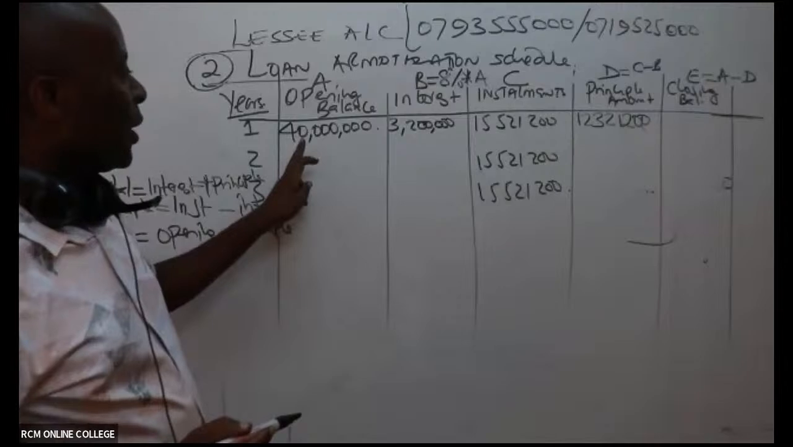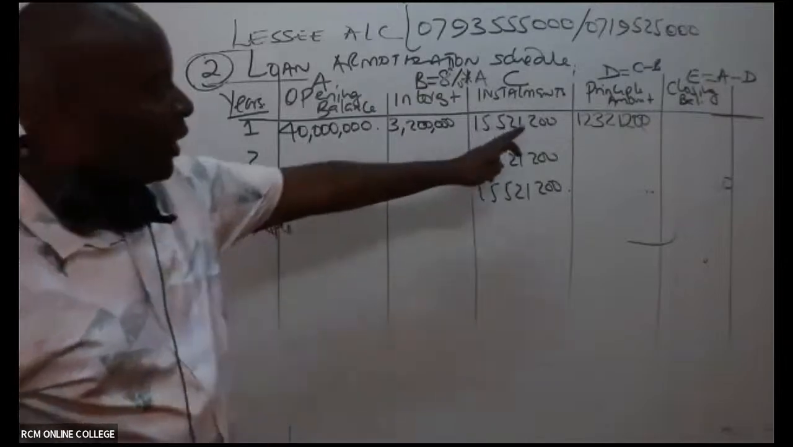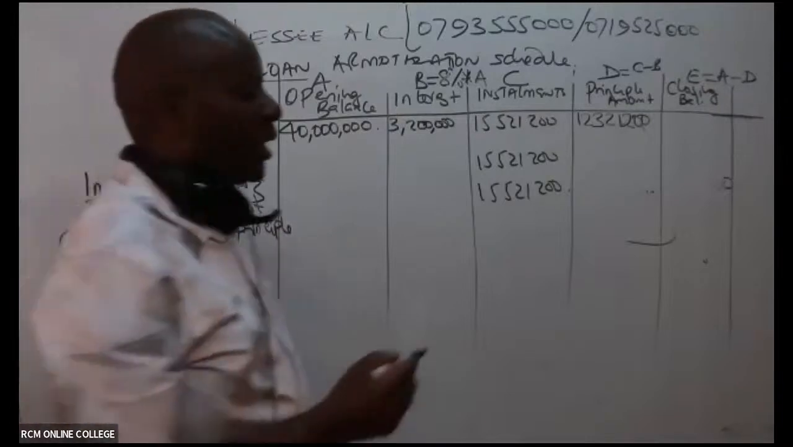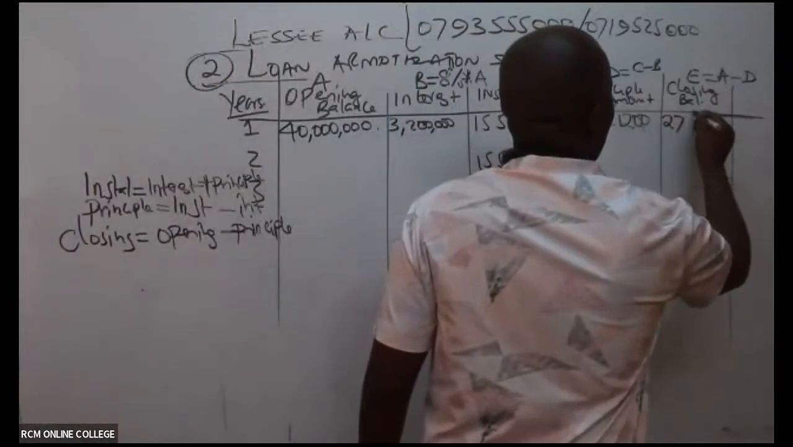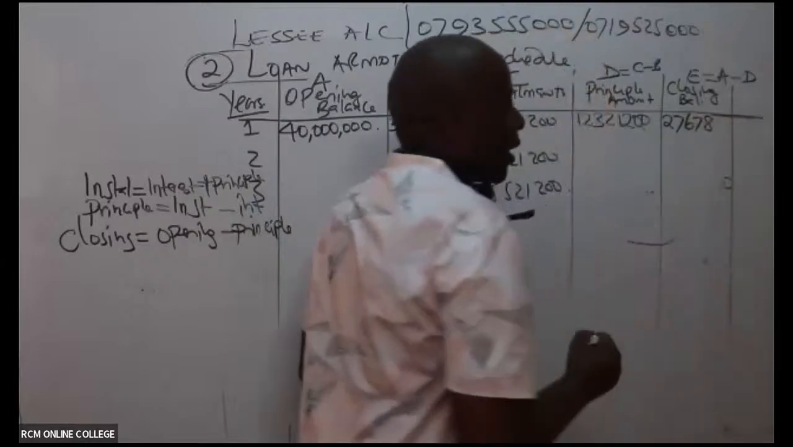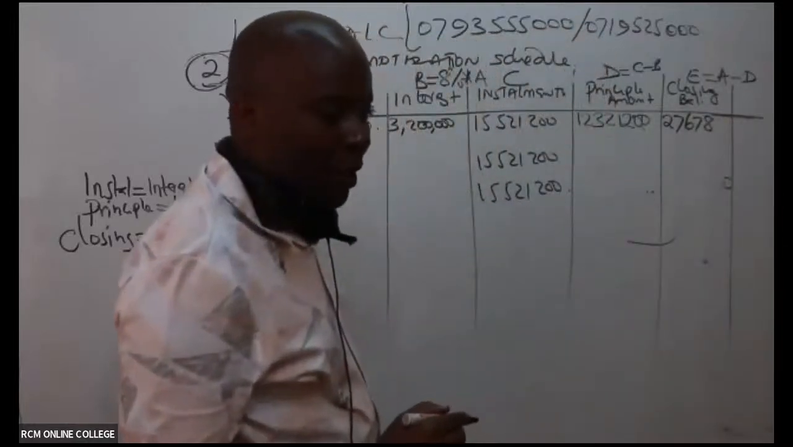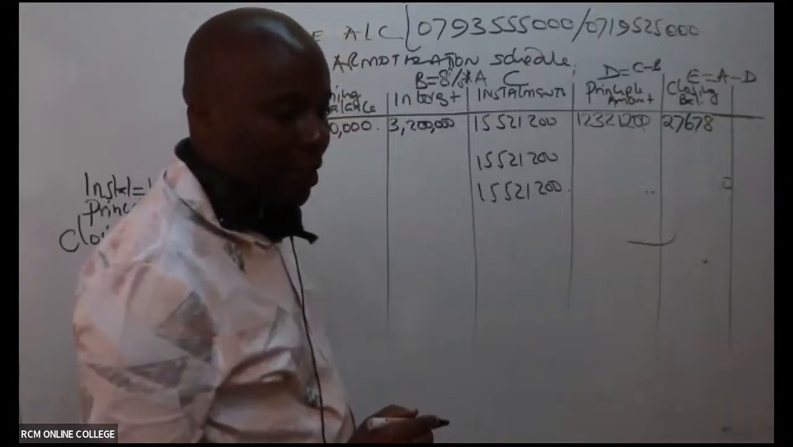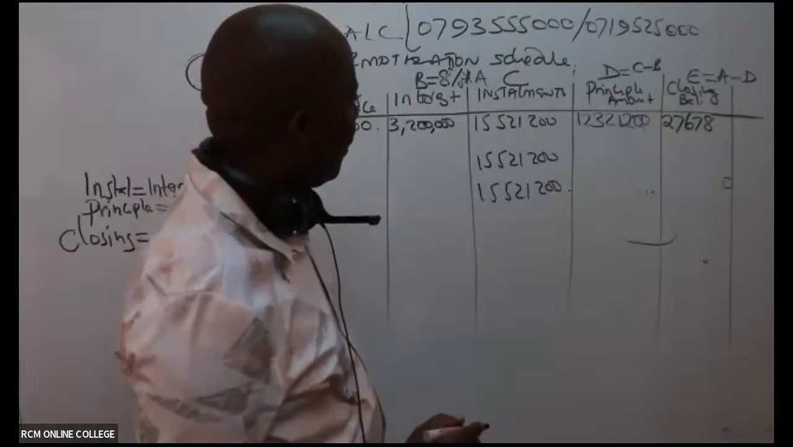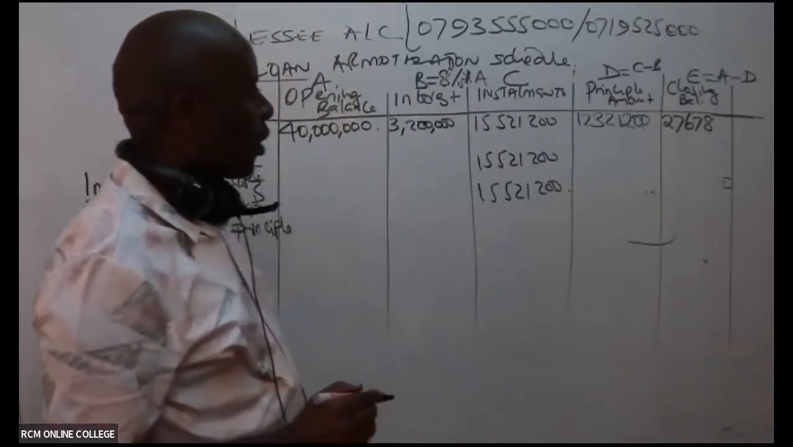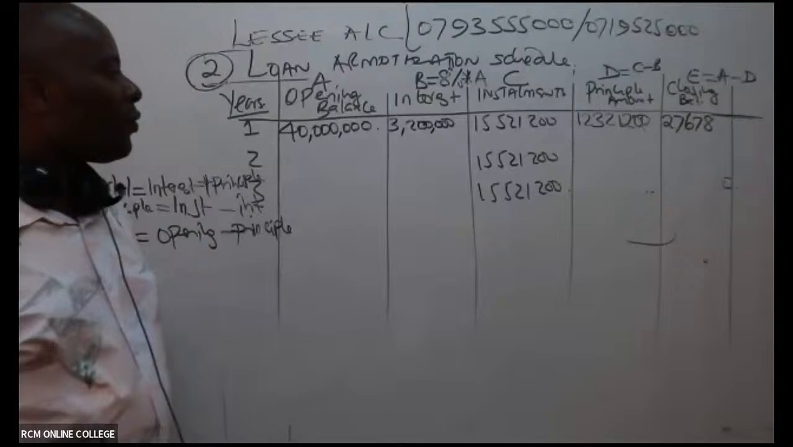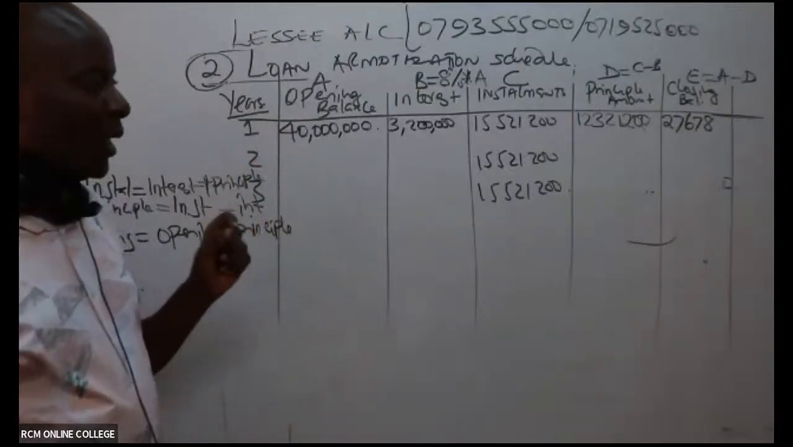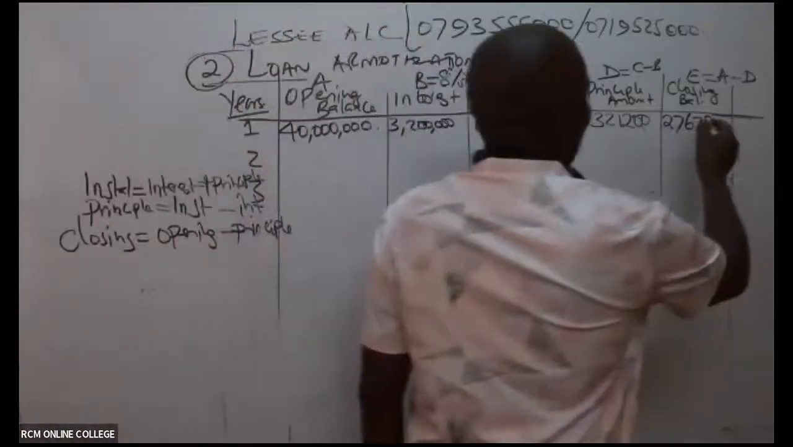So can somebody tell me this 40 million minus the figure that you have there? From J, we have 27,678,200. Audrey got a different answer. Or is she the one who is correct? Please use your calculators very well. 40 million minus 12,321,200 should be 800, right?